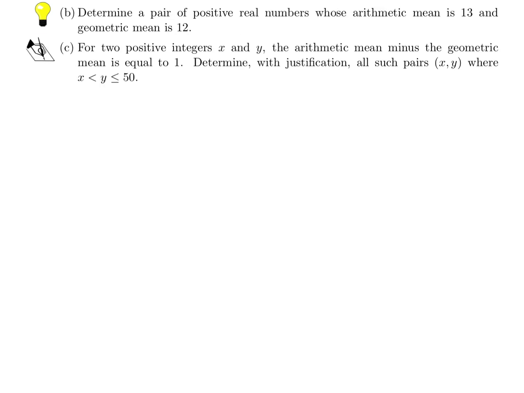For two positive integers x and y, the arithmetic mean minus the geometric mean equals 1. With justification, determine all such pairs where x is less than y is less than or equal to 50. Okay, so the arithmetic mean of two numbers minus the geometric mean, they're saying is equal to 1. Okay, so let's work with this one.